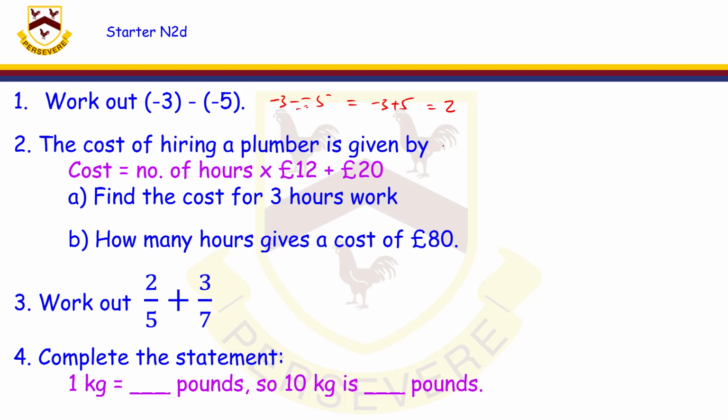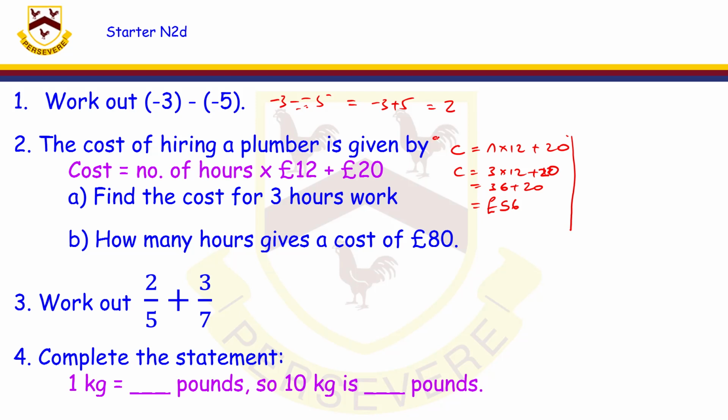Got our formula here on question 2. Cost of hiring a plumber is C, which is equal to n times 12 plus 20. Now to find the cost of 3 hours work, C is going to be equal to n is 3, so we substitute, 3 times 12 plus 20, and that's 36 plus 20, so that's going to be £56.